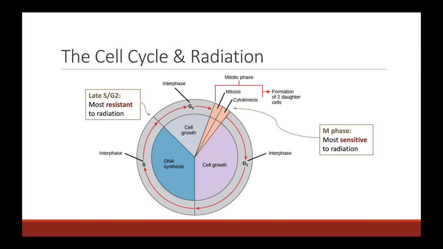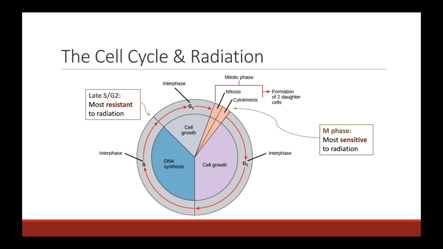If one copy gets damaged, we can just look at the other copy and fix the damage. So when the DNA has already divided in late S phase and in G2 phase, when radiation does happen, our cells are better able to fix it. And so in these stages, the cell is more resistant to radiation.